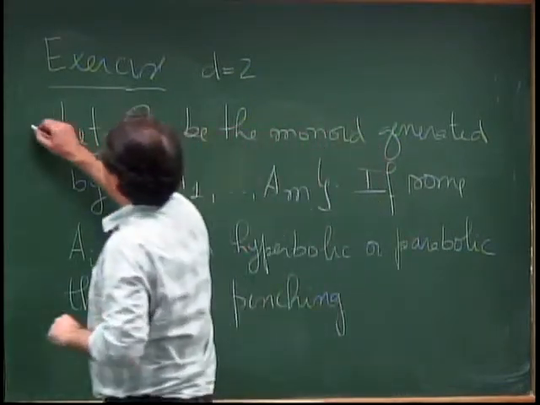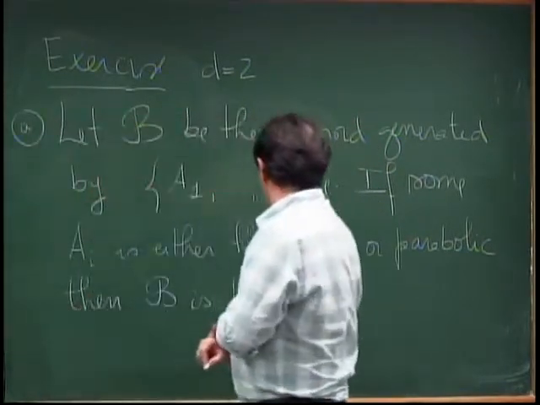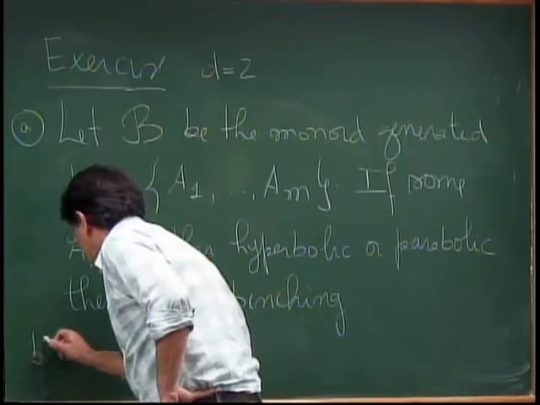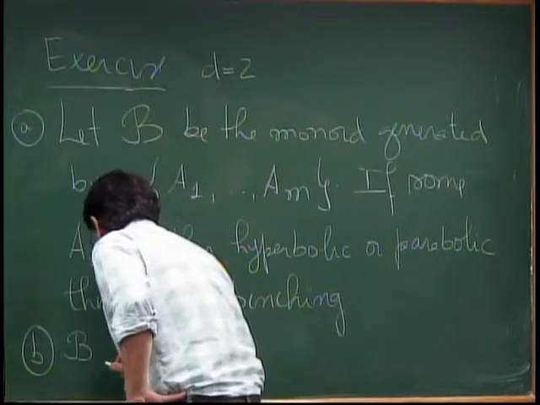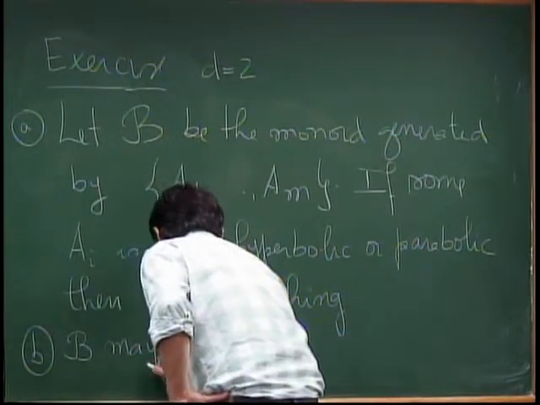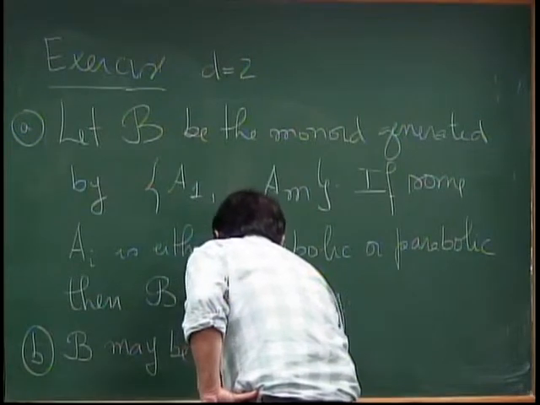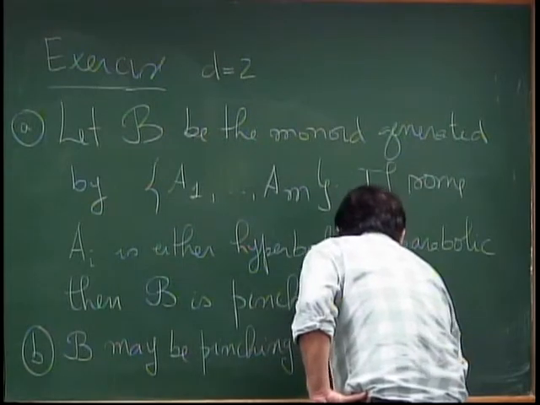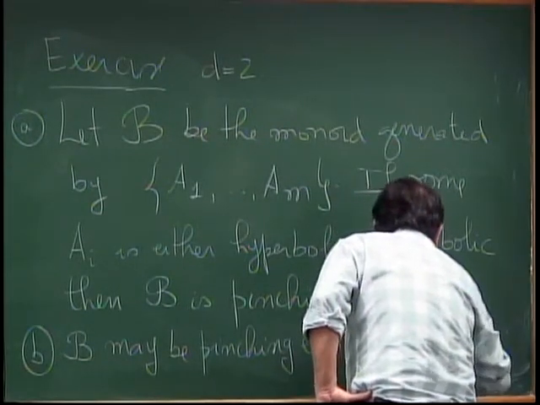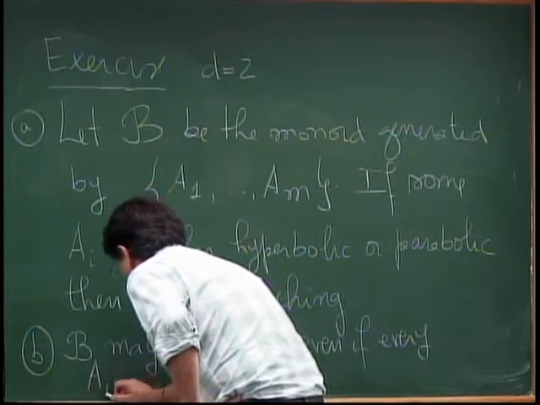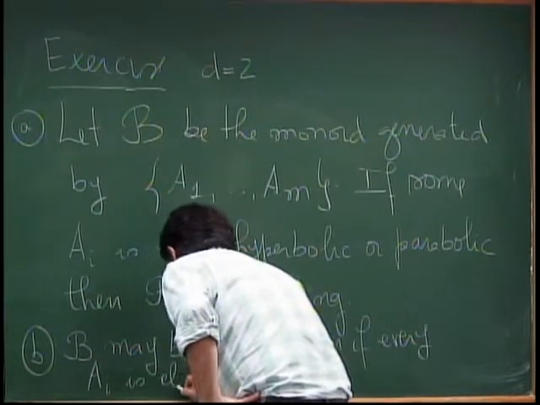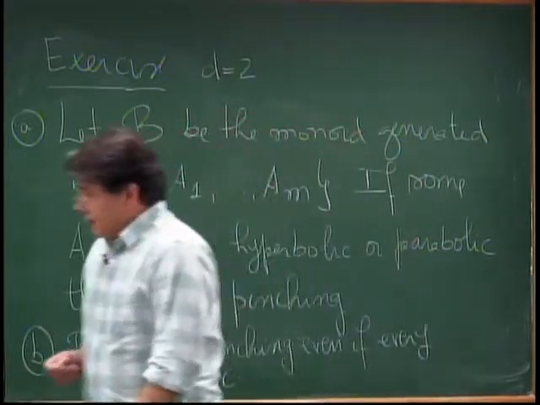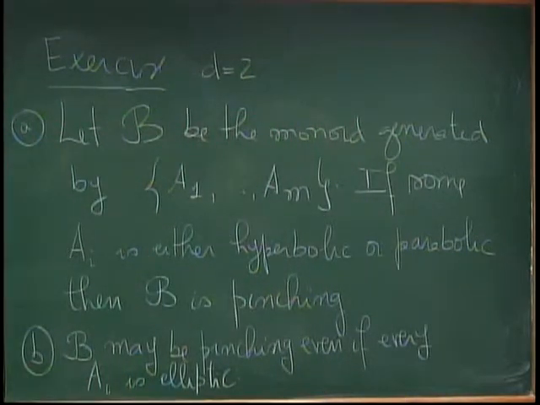So this is the first part of the exercise, and the second part is B may be pinching even if every A_i is elliptic. So I'm trying to convince you that it's very easy to get pinching.